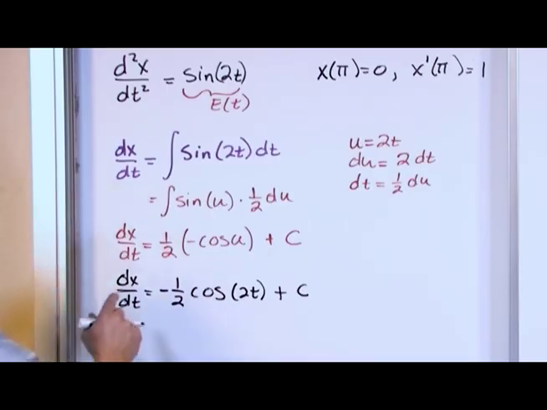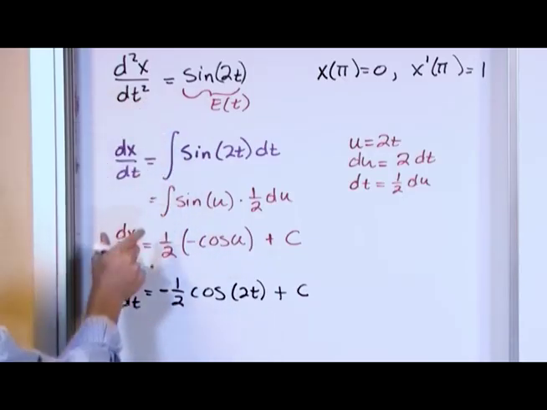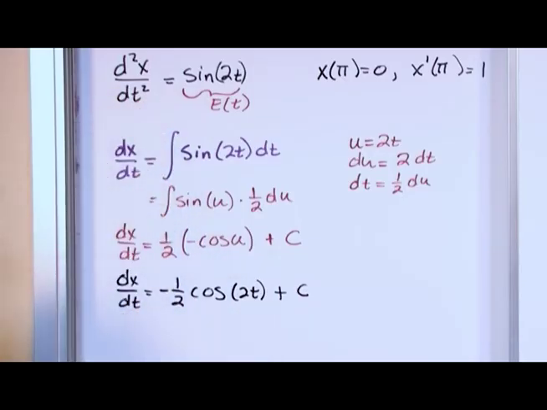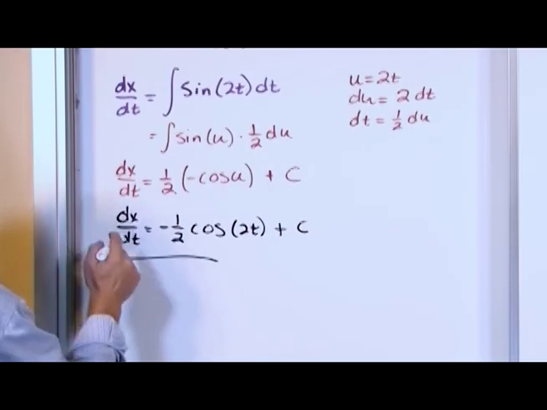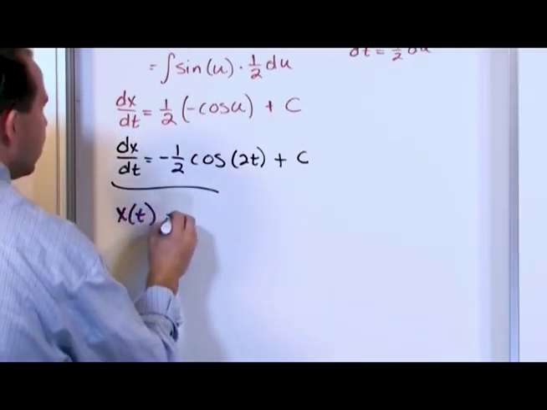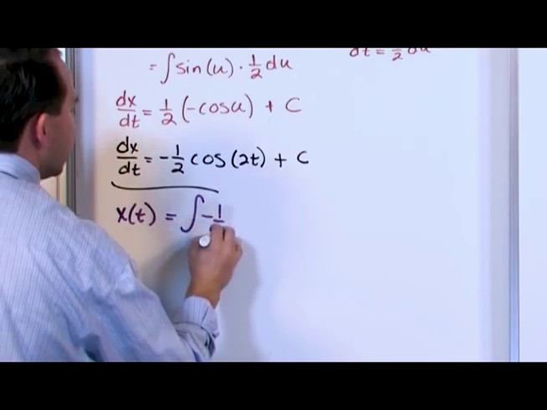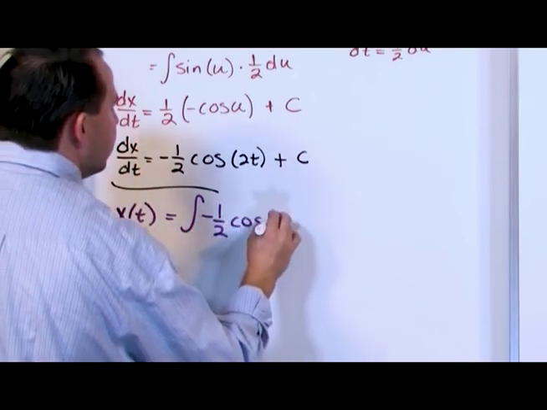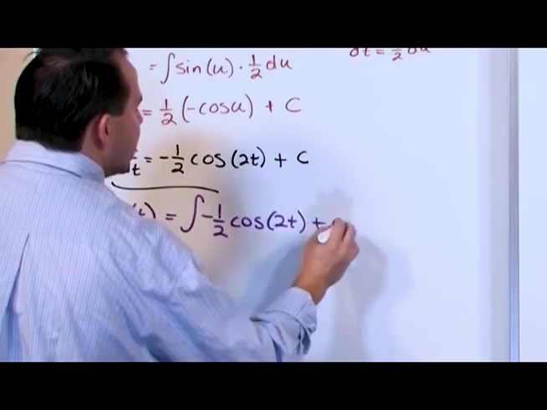But notice what we found. We've integrated the function one time. We have recovered the first derivative, but that's not really the total answer. We want to find out what x of t is. So we need to integrate again. So if we integrate both sides again, x of t, which is really what we're trying to find, is going to be equal to the integral of negative 1/2 cosine 2t plus a constant.